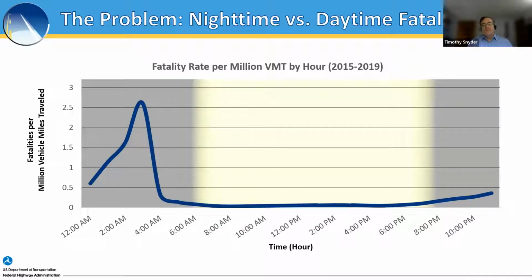Okay, so what is the problem? The problem is that the nighttime fatal crash rate is approximately 3 times higher than the daytime crash rate. Prior to this revision, the MUTCD already required that pavement markings that must be visible at night shall be retroreflective unless ambient illumination exists.